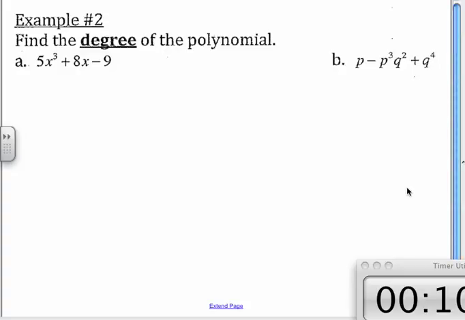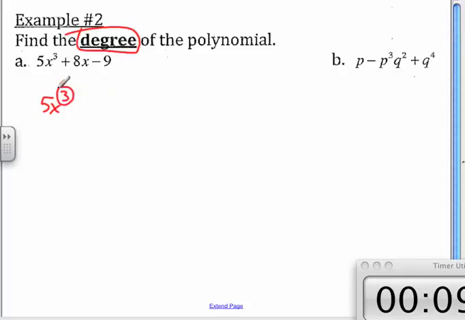Okay, guys, in example number 2, it says, find the degree of the polynomial. Okay, that's a term that we need to talk about. Now, each term has a degree, and it is equal to the sum of the exponents of the variables in that term. So let's look at this first one. The first term is 5x cubed. What is the exponent of the variable that's in that term? Ben? Okay, so its degree is 3.